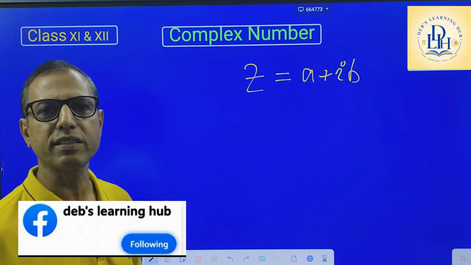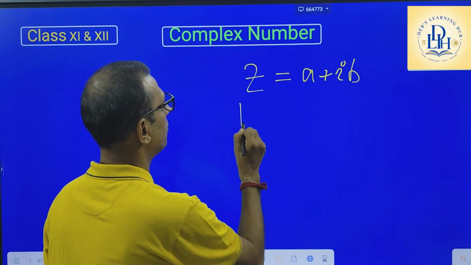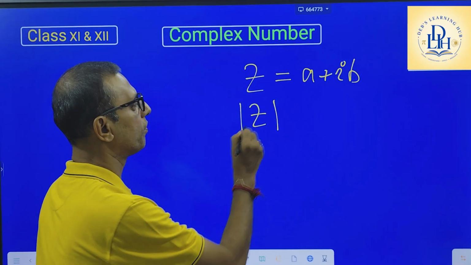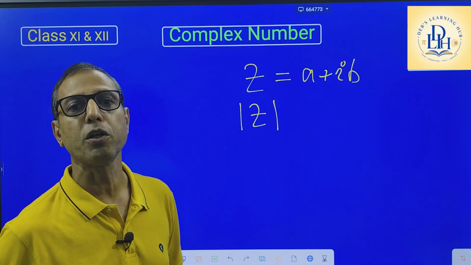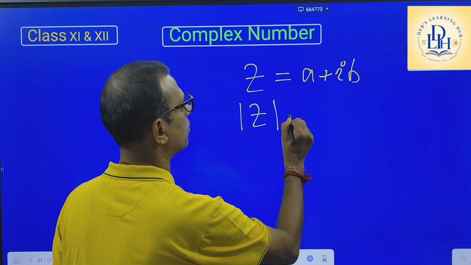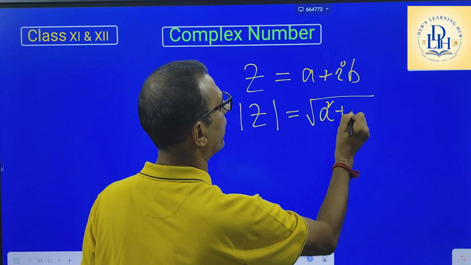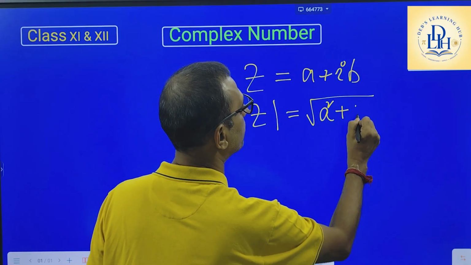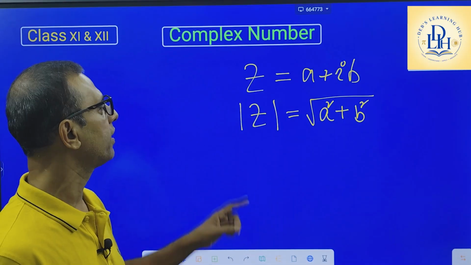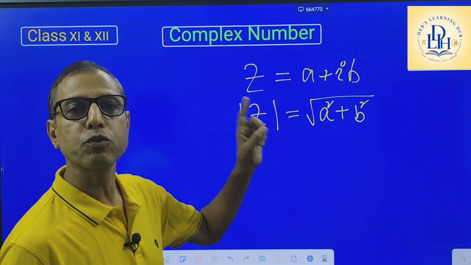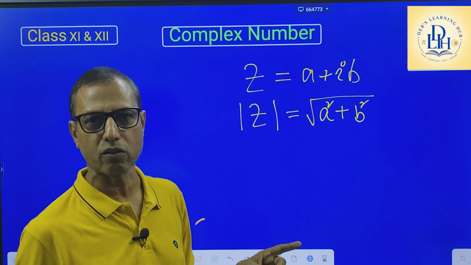Which is the real part? Real part is a. And which is the imaginary part? That is b. So modulus of z, that is how we will represent it, or we can say mod z in short form. Mod z or modulus of z is equal to root over a square, that is the square of the real part, plus the square of the imaginary part, here it is b square. So root over a square plus b square is the absolute value or mod of that complex number, or modulus of that complex number.